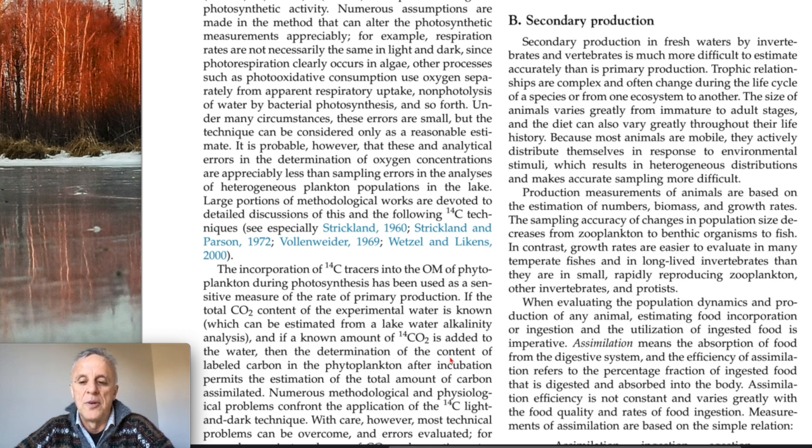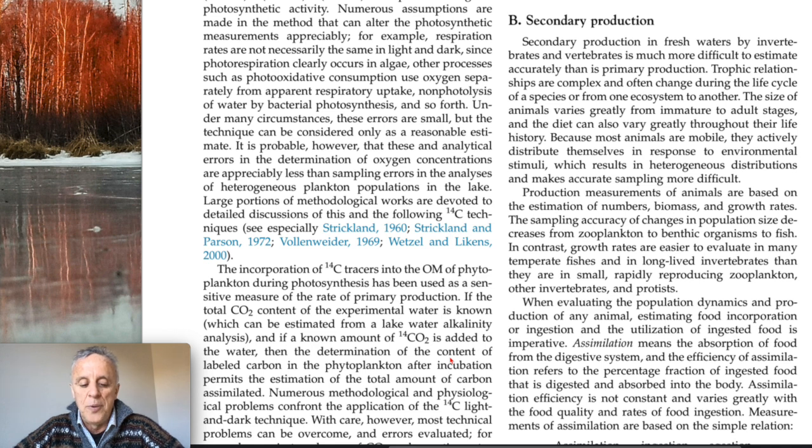Production measurements of animals are based on the estimation of numbers, biomass, and growth rates. The sampling accuracies of changes in population size decrease from zooplankton to benthic organisms to fish. In contrast, growth rates are easier to evaluate in many temperate fishes and in long-lived invertebrates than they are in small, rapidly reproducing zooplankton, other invertebrates, and protists.